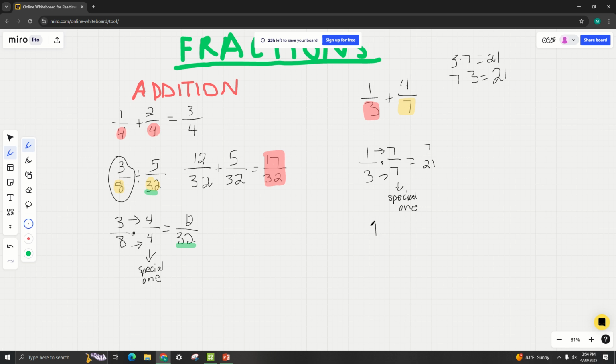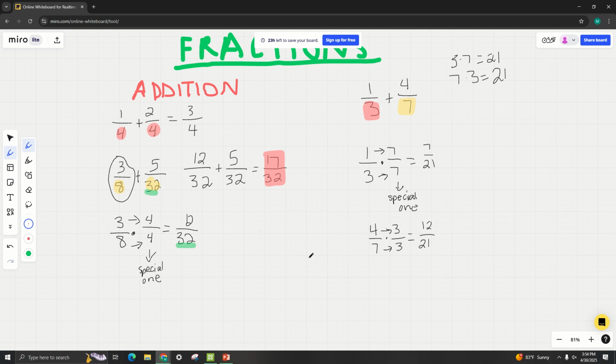Now I can take my 4/7 and I'm going to multiply by the opposite. I'm going to multiply by 3 now. I'm going to make a special 1 of 3/3. I'm going to multiply straight across the top, straight across the bottom. 4 times 3 is 12. 7 times 3 is 21. So now I have an equivalent fraction for 1/3 and 4/7 that have a common denominator of 21.